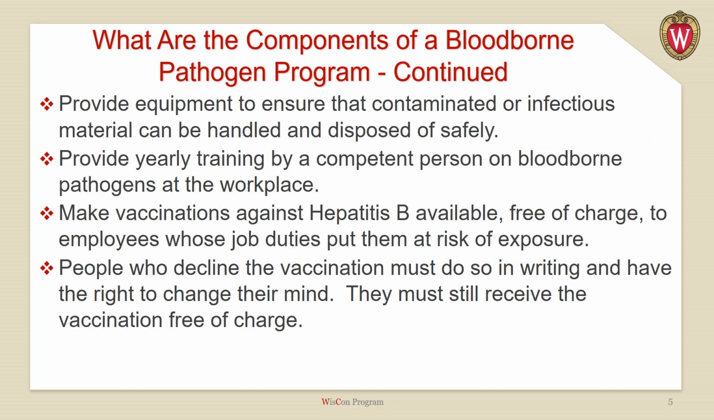What are the components of a bloodborne pathogen program continued? Provide equipment to ensure that contaminated or infectious material can be handled and disposed of safely. Provide yearly training by a competent person on bloodborne pathogens at the workplace. Make vaccinations against hepatitis B available, free of charge, to employees whose job duties put them at risk of exposure. People who decline the vaccination must do so in writing and have the right to change their mind. They must still receive the vaccination free of charge.